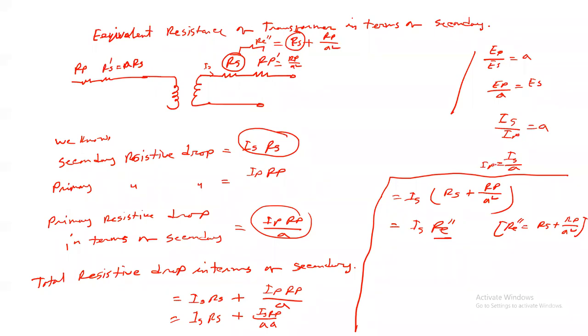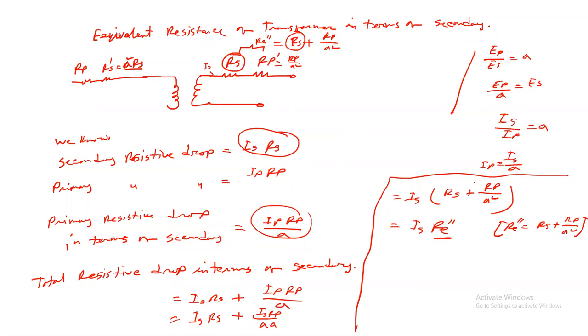Clear? Just the primary part multiplying, yes sir. Clear. A square. Sorry, this is the A square. And this is the secondary part, division. The primary part is the multiply. So this is the equivalent resistance. Sir, is it the same?